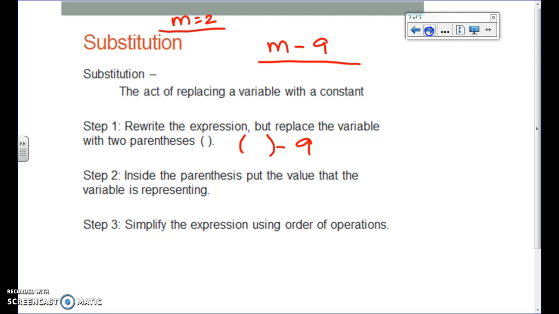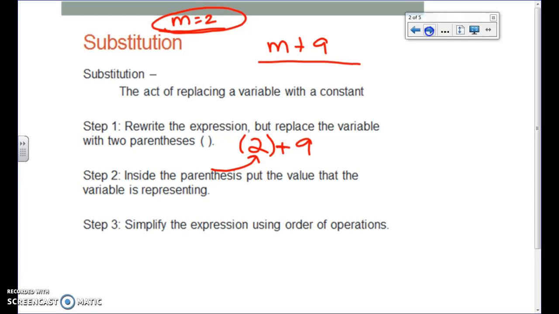All right. Now, the next thing I'm going to do is, inside the parentheses, put the value that is representing the variable. So in this case, we know the variable represents the number 2. So I'm going to put the 2 in the parentheses there. And let's change this to a plus, since we haven't talked about adding integers yet. And then the last thing to do would be to simplify.